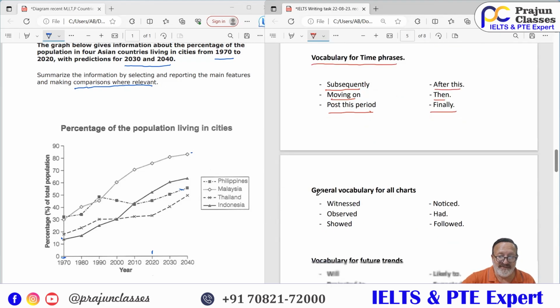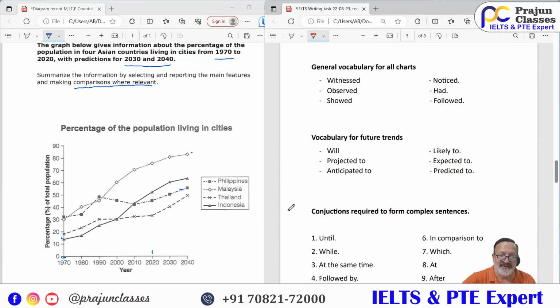Now we have a general vocabulary for all charts. I believe this is a very good vocabulary, and this can increase your marks in the vocabulary section. Witnessed. It was witnessed. It was observed. It showed. It noticed. It had. It followed. These are the vocabulary you can use normally in all the charts.